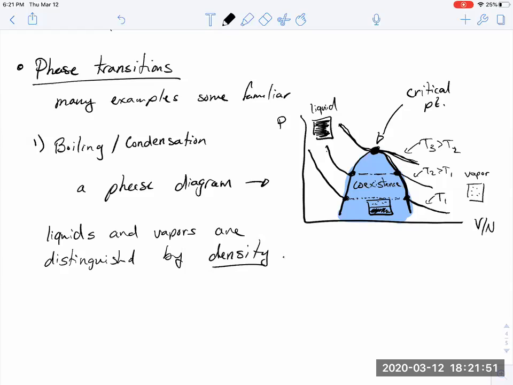Such a parameter that distinguishes two phases we call an order parameter. It's the parameter that distinguishes two phases. And for the liquid-vapor transition, the order parameter is the density.